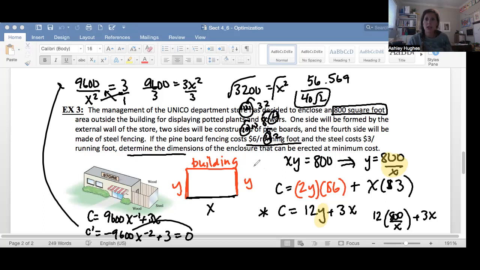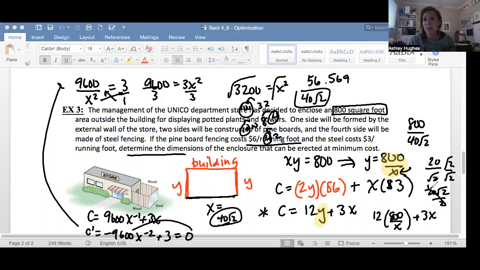Determine the dimensions. Okay, so that was X. This is 40 root 2. And then if I want to find Y, I plug it in right here. So 800 divided by 40 root 2. 800 divided by 40 should give us 20. So 20 over root 2, or if you rationalize, it would be 20 root 2 over 2, or 10 root 2. And we should multiply those together just to check, and that should give us 800. See, 40 times 10, that gives us the 400, and then the square root of 2 times the square root of 2 gives us 2, so that would give us the 800.